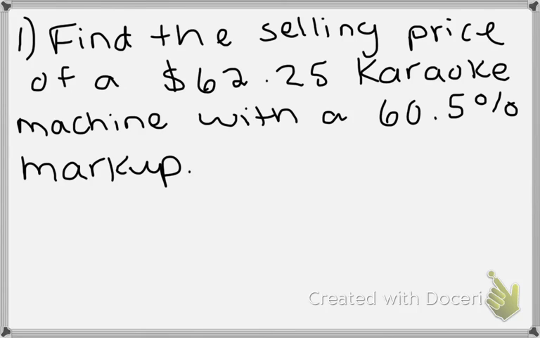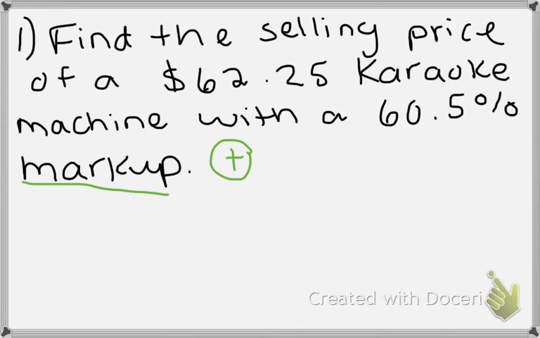Okay, so the example is here. Find the selling price of a $62.25 karaoke machine with a 60.5% markup. Remember, when you see the word markup, you're also going to think of the addition sign, because we're going to be adding in the end. Mark up, right, raising the price. So this store bought this karaoke for $62.25, but they want to sell it for more money so they can make a profit. So they're going to mark up the price 60.5%.